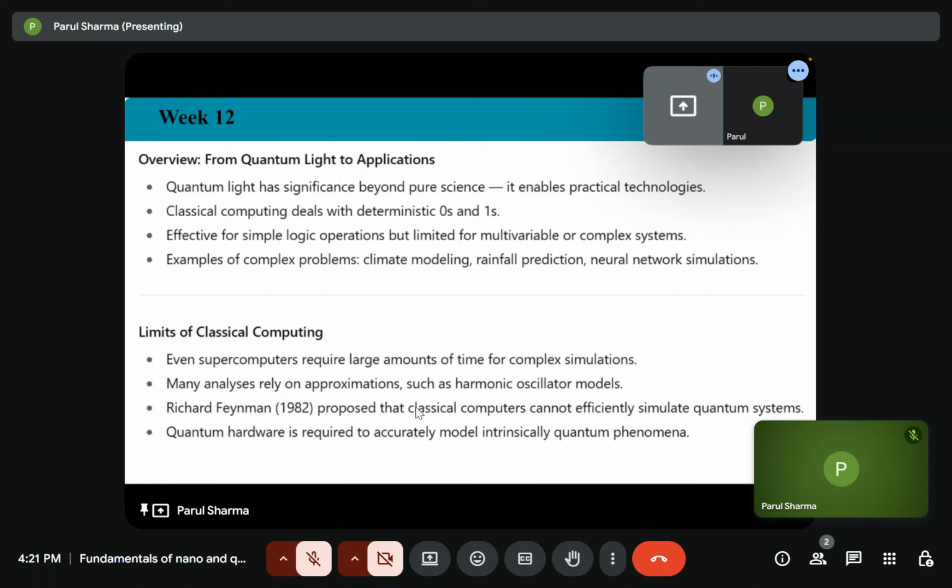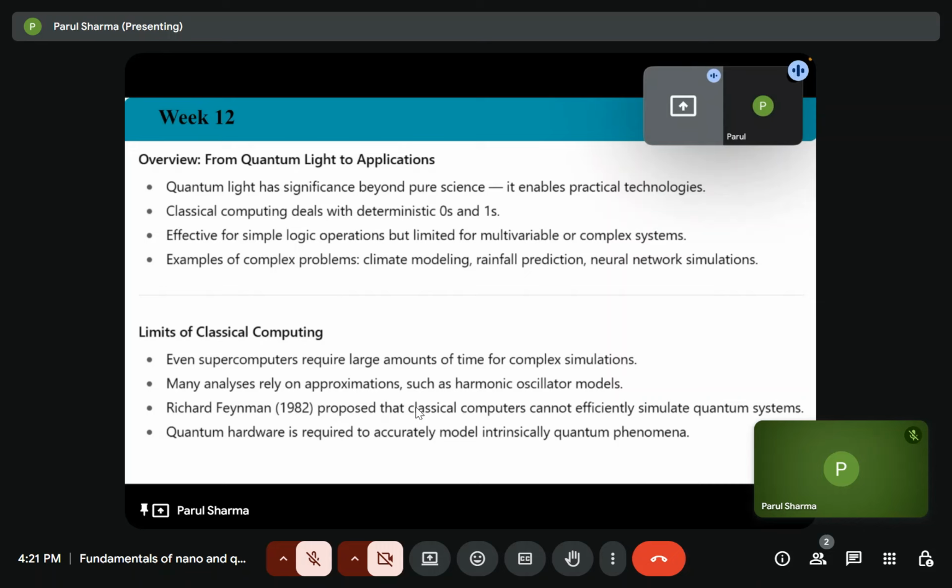So where there is a dependence on a large number of factors, suppose we are doing climate modeling, rainfall prediction, or neural network simulations, then the problem becomes complex. For complex modeling systems, we need supercomputers. For supercomputers also, some problems take months, years. So even supercomputers require a large amount of time for the complex simulation.